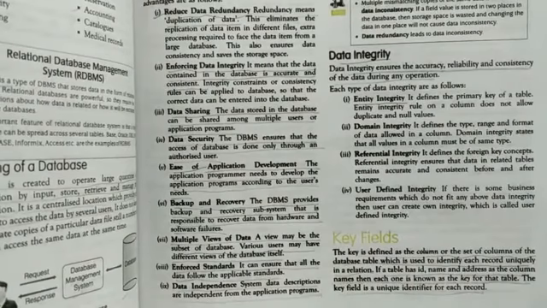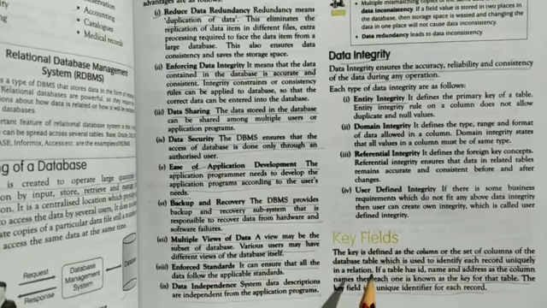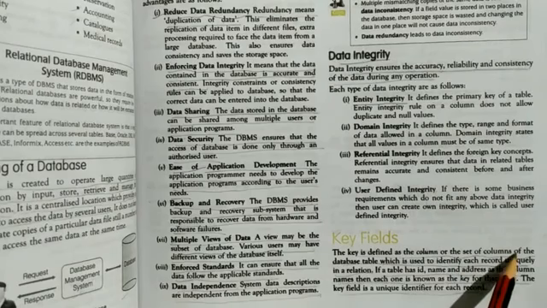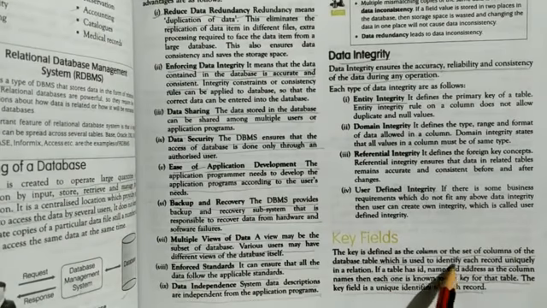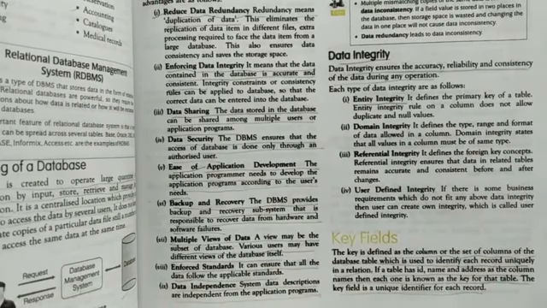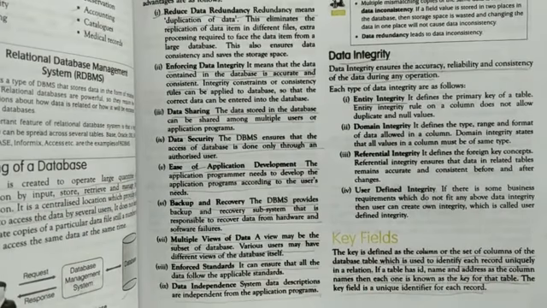Now, the important topic of database system. Key fields. The key is defined as a column or a set of columns of the database table which is used to identify each record uniquely in a relation. If a table has ID, name, and address as the column names, then each one is known as the key for the table.